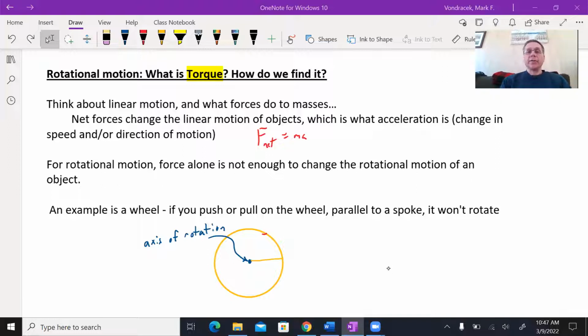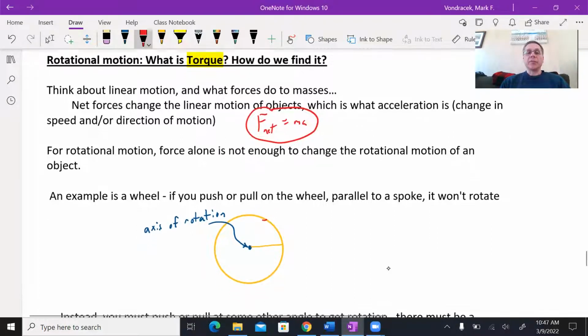So we know from F equals ma that if you have a net force acting on anything, it's going to cause an acceleration, a change in its linear motion. Either speed it up, slow it down, and/or change the direction that it's moving. Well, we have the equivalent of that in rotational motion, make things spin and rotate. But what's weird about it is that force by itself is not enough. And I can give you some examples of that.